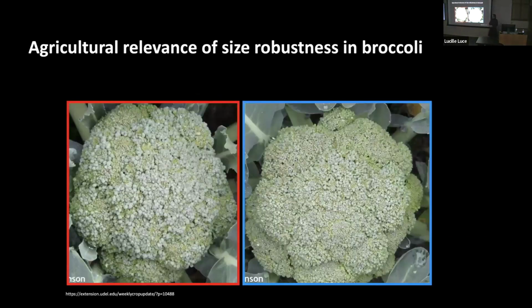If we think about agricultural relevance, we've got 2 broccoli heads here. Think about which one you're going to go to the grocery store and buy. How many of you are going to buy the one in red? Okay, no one. How many are going to buy the one in blue? Okay, we've got a fair number of people, and we've got some people who are just not going to buy broccoli no matter what happens. Yeah, most of us are going to buy the one in blue.